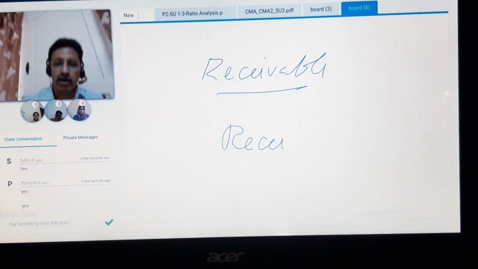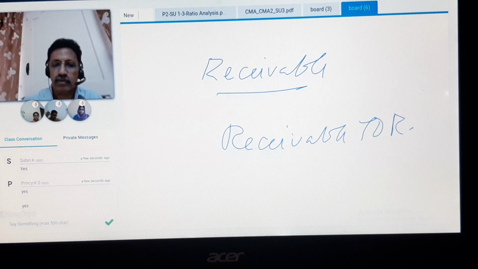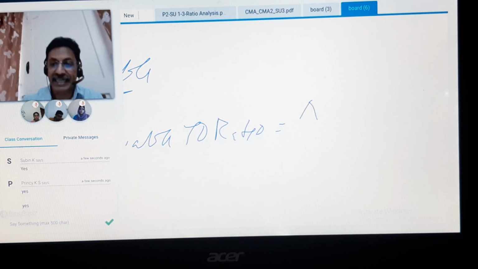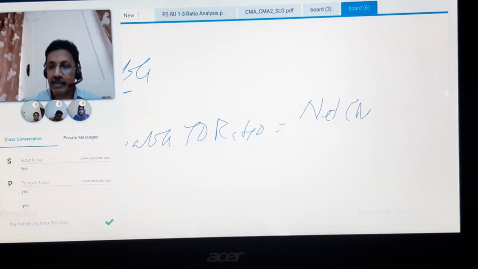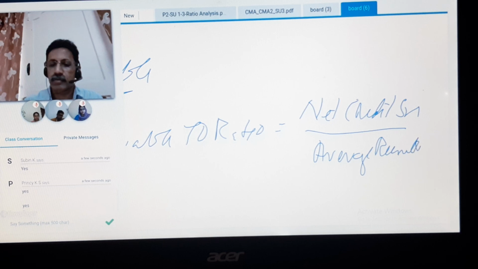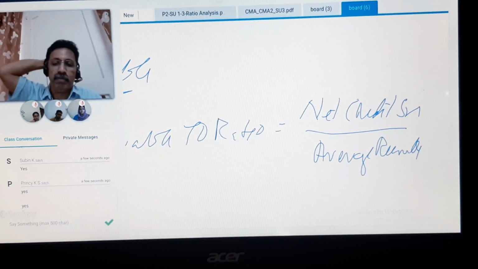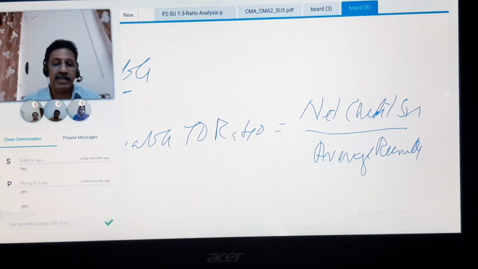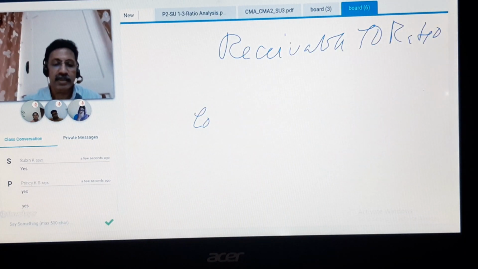So receivable turnover ratio, account receivable turnover ratio, is equal to net credit sales divided by average receivable. From here, what is very pertinent is the information regarding the collection period. So, what is the collection period? Debt collection period.